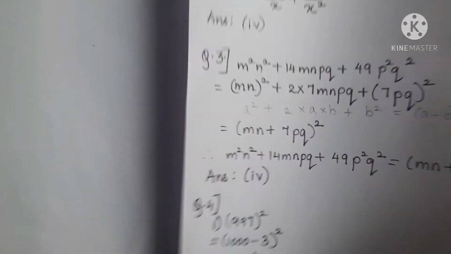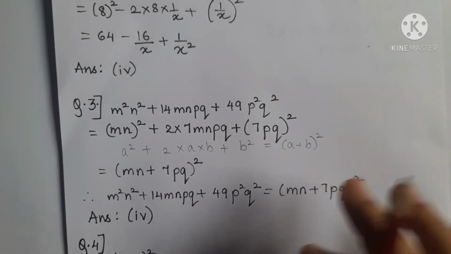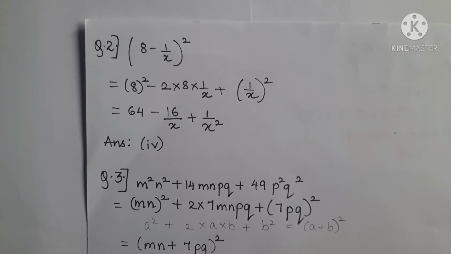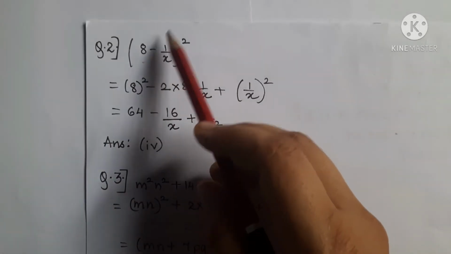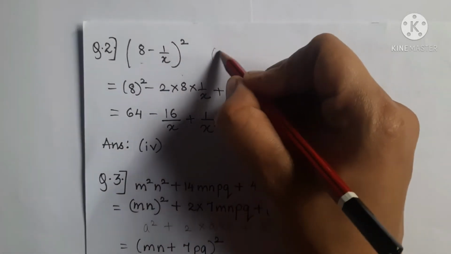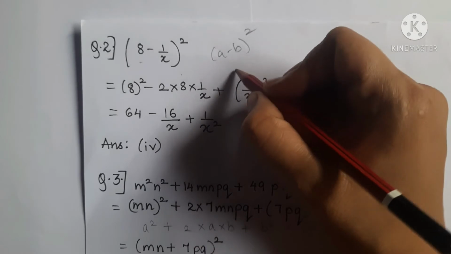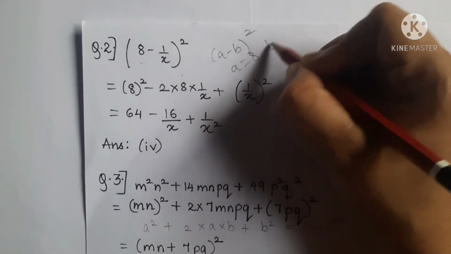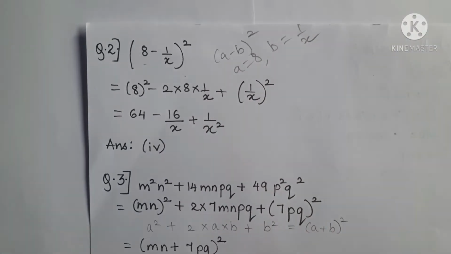Question number 2. Now, in question number 2, they have given us the question in the form of MCQ. Which of the following options given is the square of binomial 8 minus 1 upon x? So, I have to find the square of 8 minus 1 upon x. So, this is in the form of a minus b the whole square. So, your a term is what? 8 and your b term is 1 upon x.